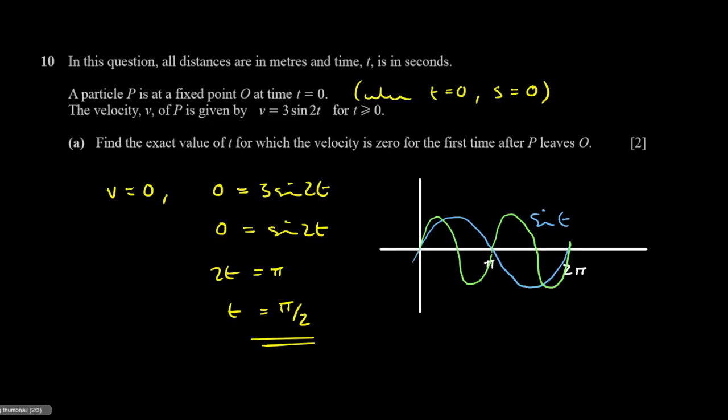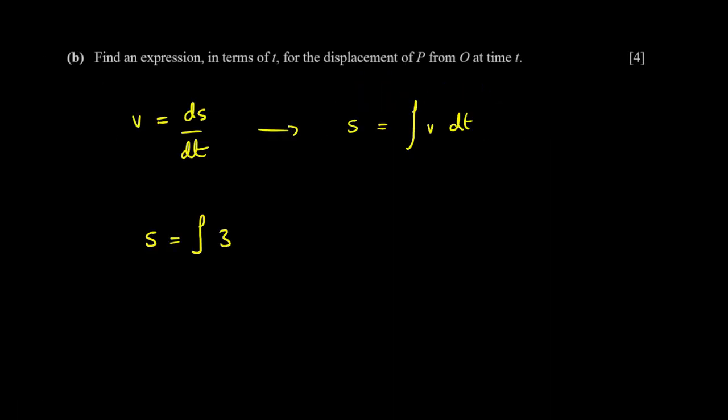All right. Part B, find an expression in terms of t for the displacement. Well, what is displacement? Displacement is the integral of velocity. The way to think about that is velocity is the rate of change of displacement. It is ds dt. You differentiate your displacement because velocity means the rate of change of displacement. Well, if that is true, you can reverse that to say that displacement is the integral of velocity. And so that's what we're going to do here. We're going to say that displacement is the integral of whatever our function was, 3 sine 2t dt.